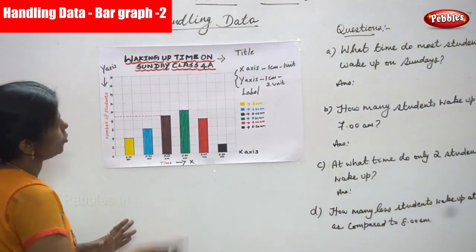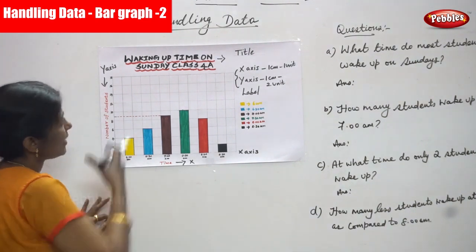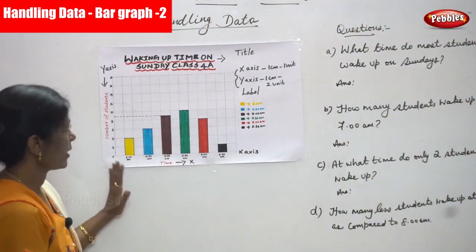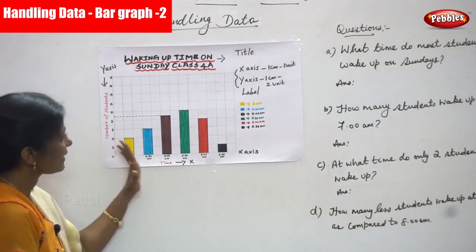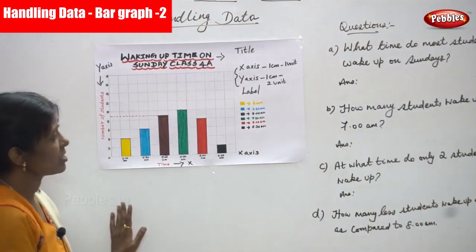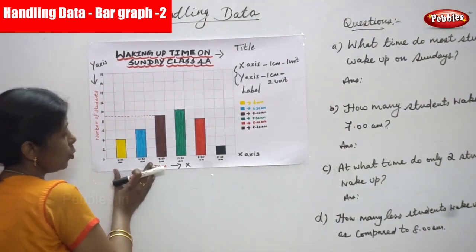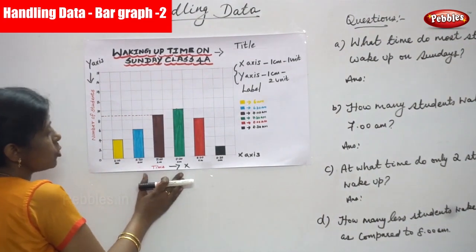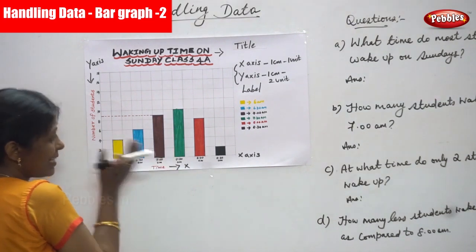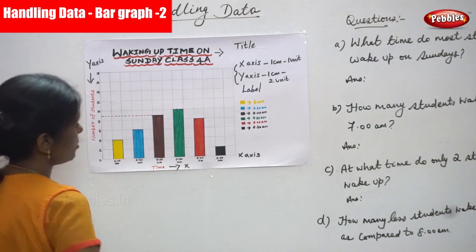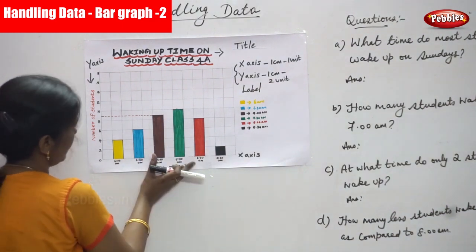So all the students of class 4A, the waking time is given in the bar graph. Now look at the bar graph very clearly so you understand the information. The bar graph always represents information very clearly, just like a pictograph or circle graphs. Now we are going to see only the bar graph here.